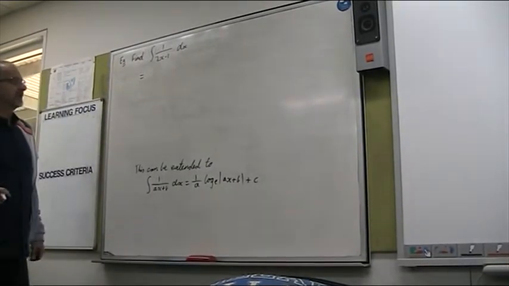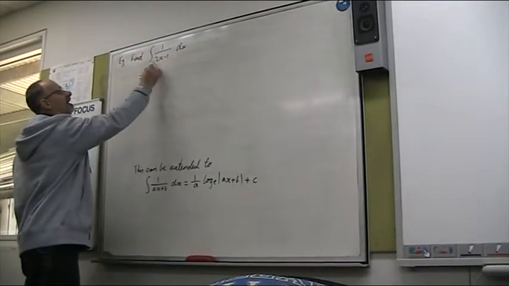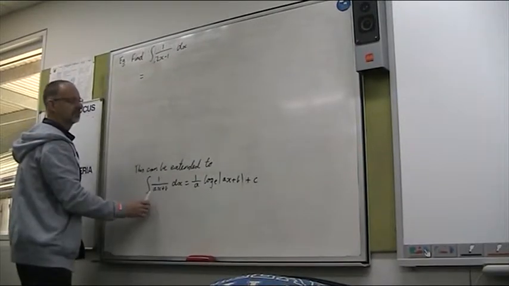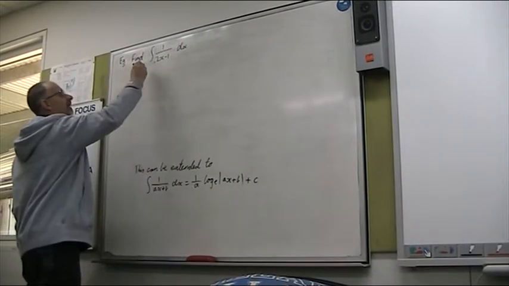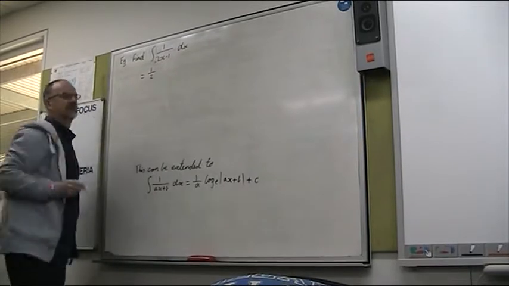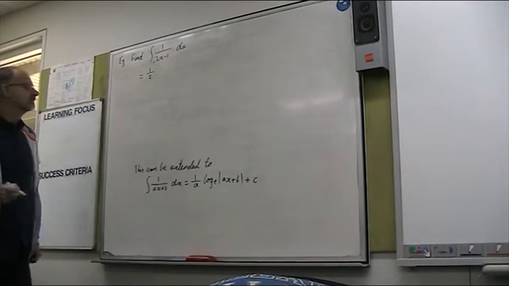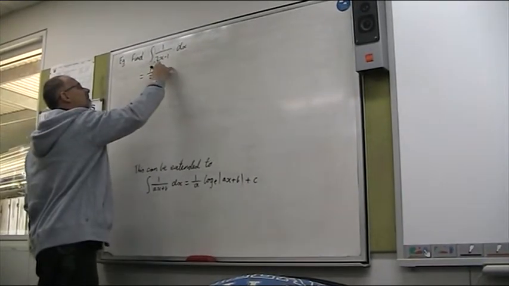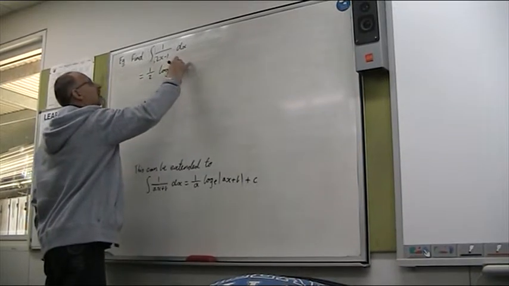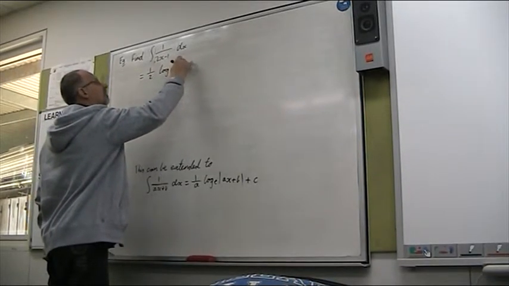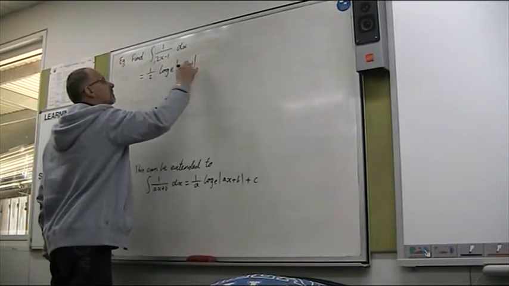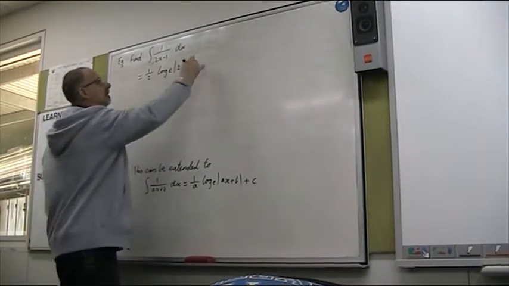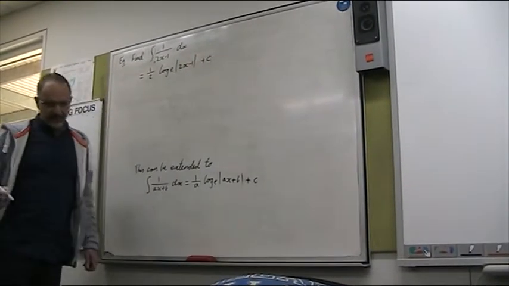So, what do we do? Is the A. And so we need 1 over that at the front. So 1 over 2. Next bit, log to base e of the denominator inside the absolute value signs, plus C on the end.